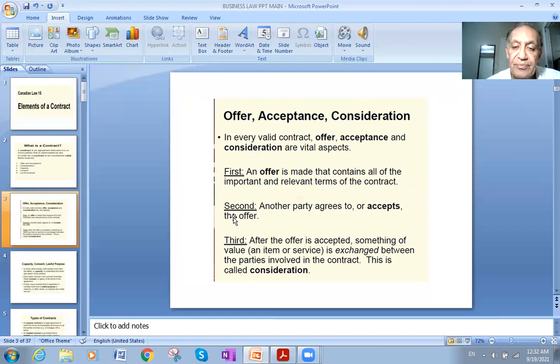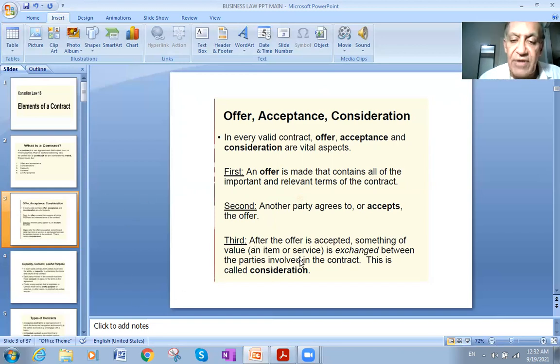Second, another party agrees to or accepts the offer. There must be someone who will accept this offer. Without the acceptance, there is no contract. If there is an offer only from one side, where is the contract then? There must be acceptance from the other party.